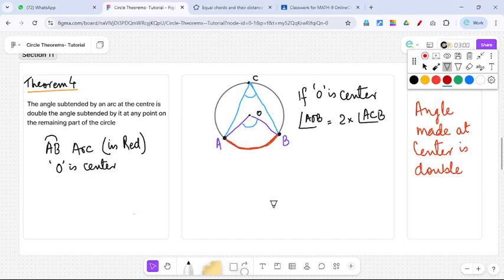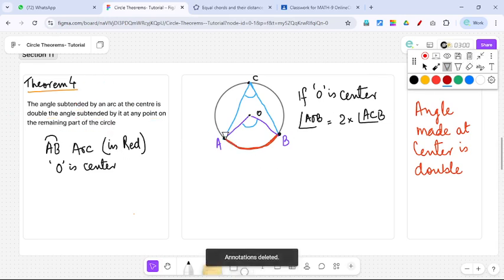Theorem number 4 of circle theorems. What does it state? The angle subtended, meaning made, by an arc at the center is double the angle subtended by it at any point on the remaining part of the circle.